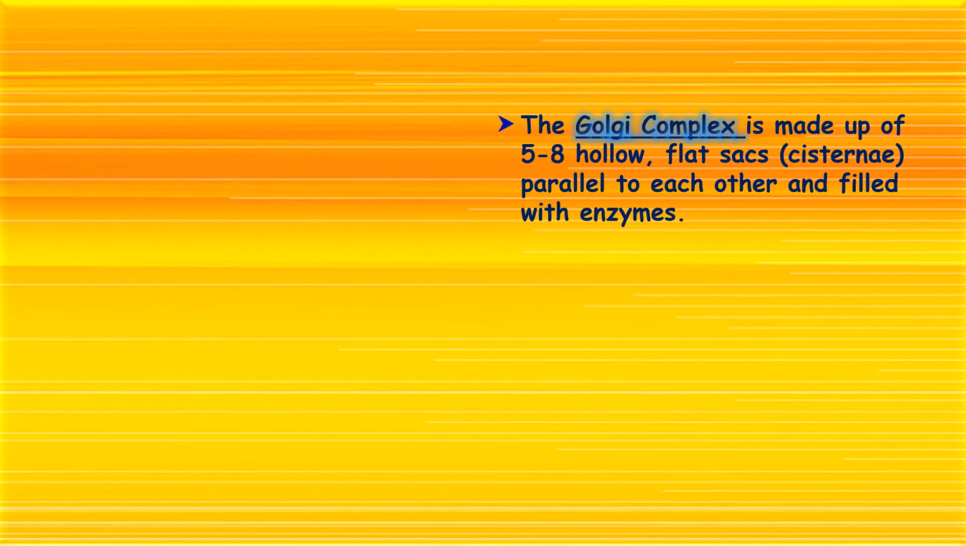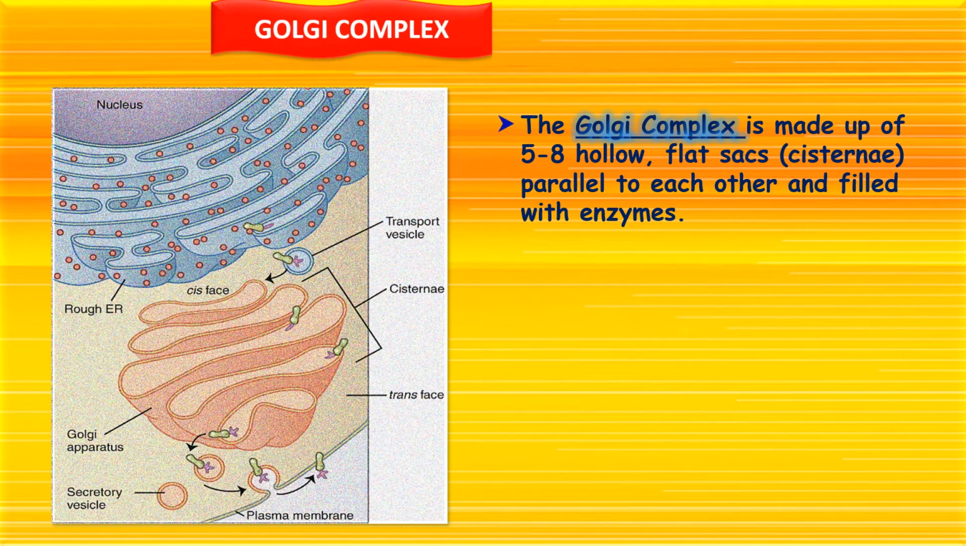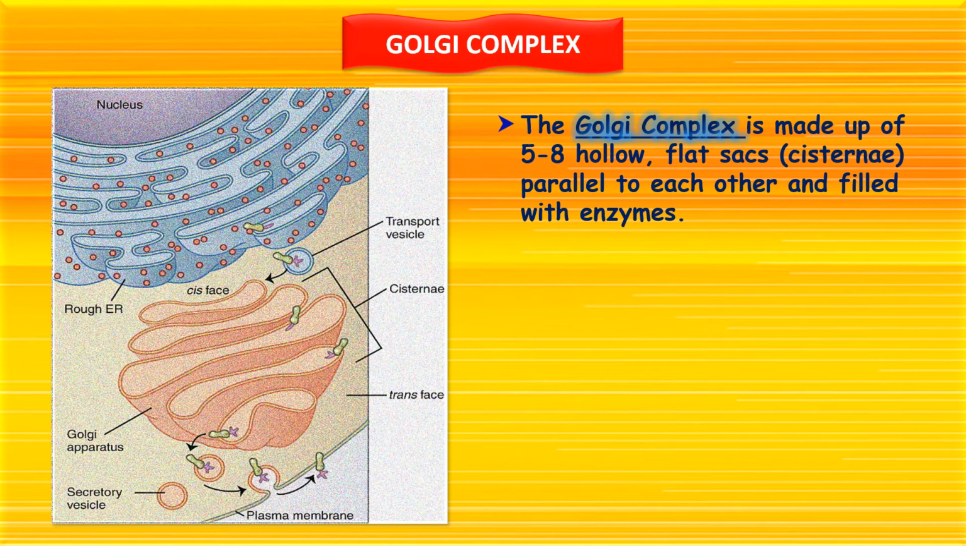Next is the Golgi complex, made up of 5 to 8 hollow flat sacs, like empty plastic bags, called cisternae. They are parallel to each other and filled with a small amount of liquid called enzymes. See, this is the Golgi complex, with flat cisternae. These are all called cisternae.